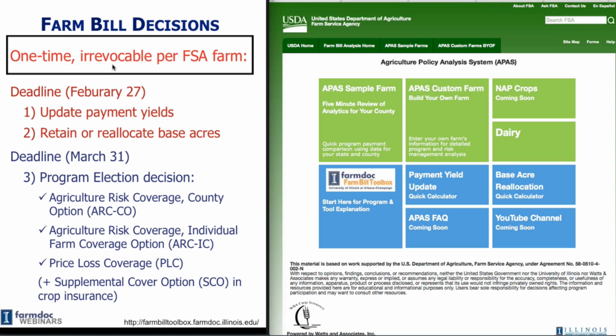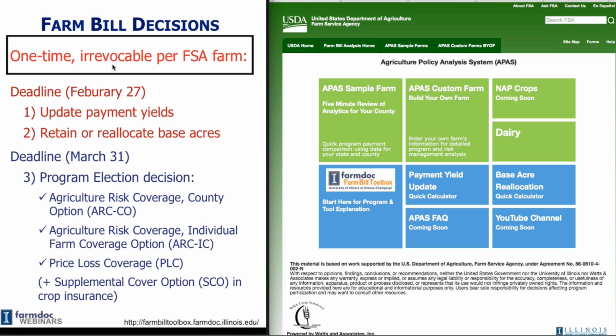And again, they're irrevocable. There are 2 deadlines: February 27th and March 31st. By February 27th, you have to determine whether you're going to update payment yields or retain or reallocate base acres. Those decisions, again, we'll go through and talk about each one of those and how we can use the tools to make those decisions or provide useful information. The next deadline is March 31st, which is the program election decision, which is ARC. You have 3 choices: ARC County, ARC Individual, and Price Loss Coverage.